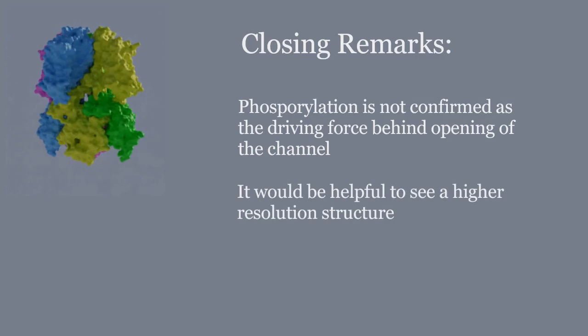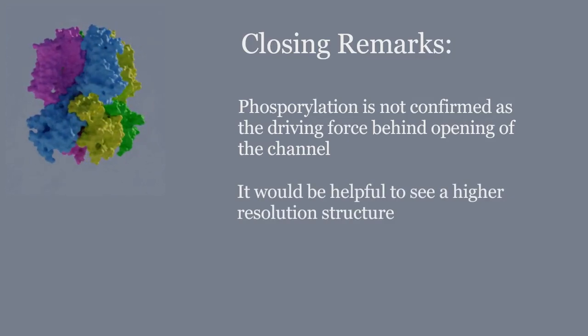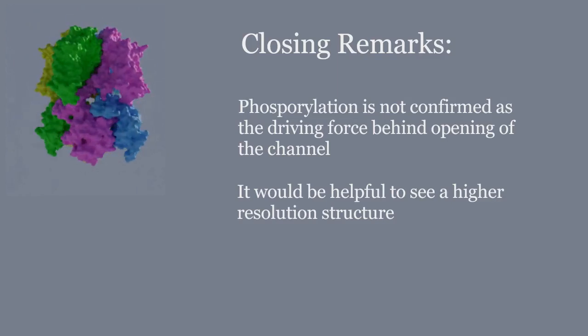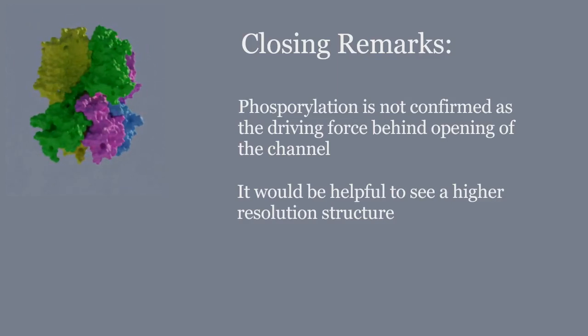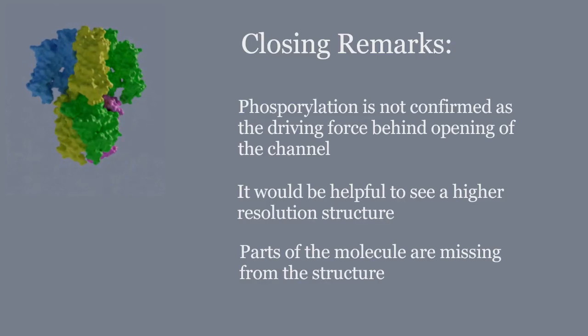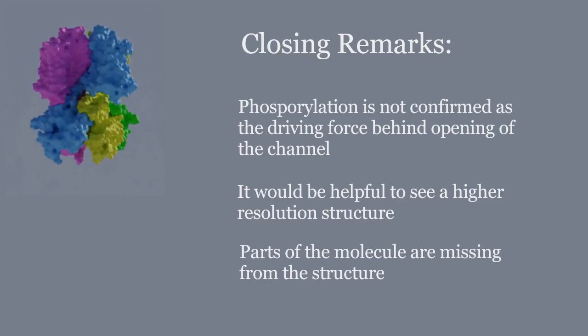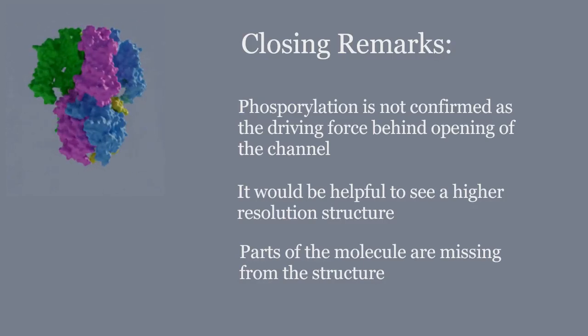The cryomicroscopy structure you are looking at was not determined beyond 3.5 angstroms. Mass spectroscopy identified 2 phosphorylation sites per subunit, but only 1 site was visible. The other serine was invisible because of its location at the flexible region of the molecule.